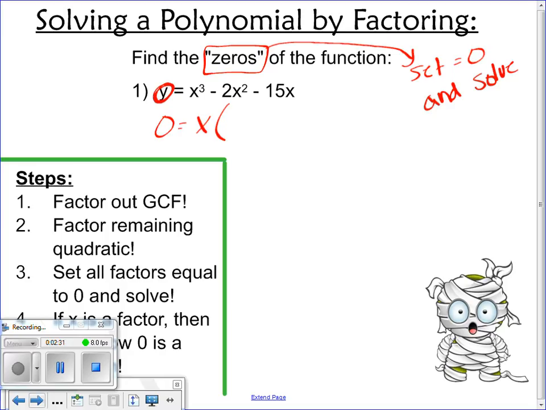So x, take that out, and we're left with x squared minus 2x minus 15. So I started out with an x cubed, which we don't like to factor. Everything we factored in our last chapter was x squared. Now I have it down to an x squared. Now I can factor it like normal. Okay? So 0 equals, there's my baby brother.